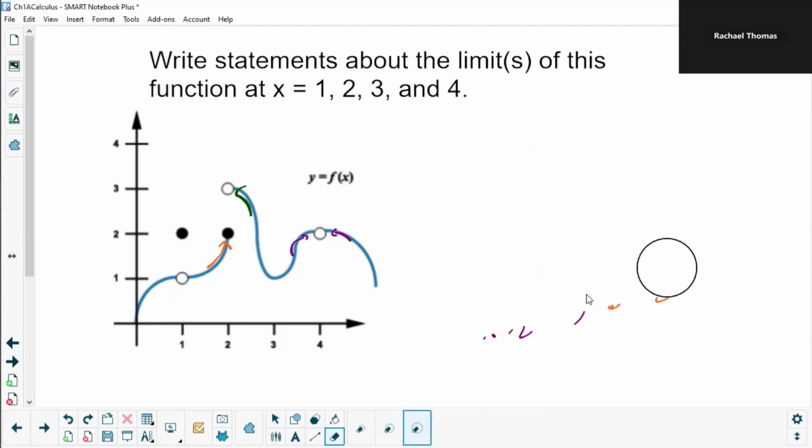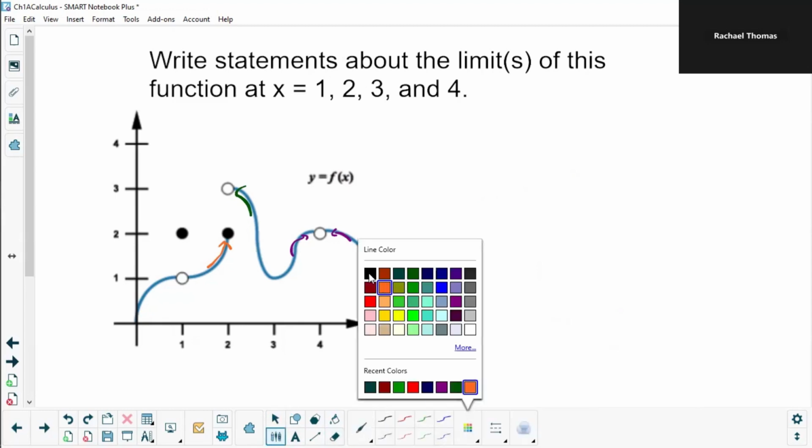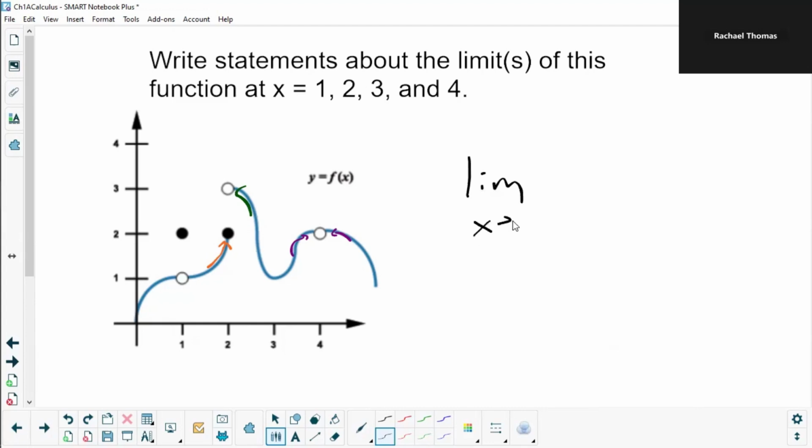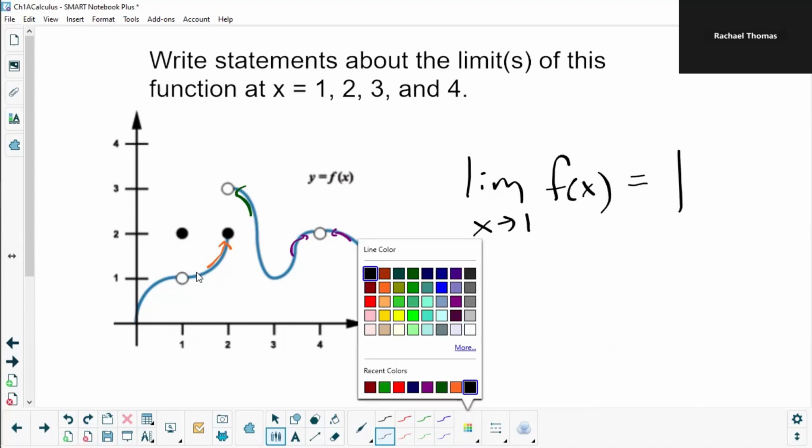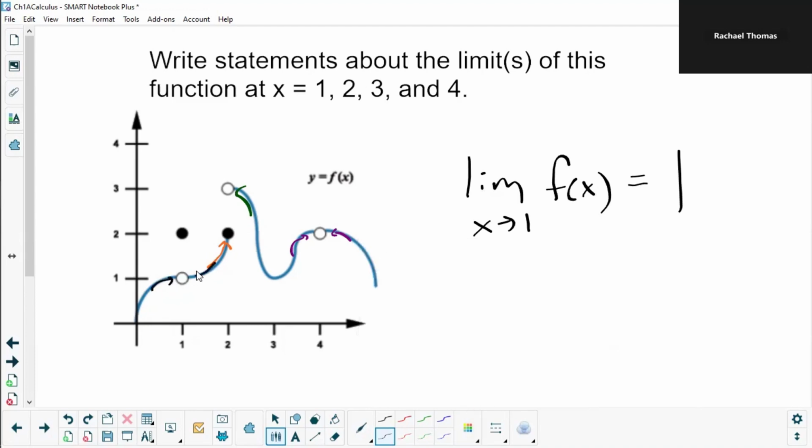Last interesting point on this picture, though, would be this one. The limit as x goes to 1. Take a minute and see if you can guess in your brain. What is the limit as x goes to 1? Hopefully you said 1. As x is getting close to 1, the y values are getting close to 1.